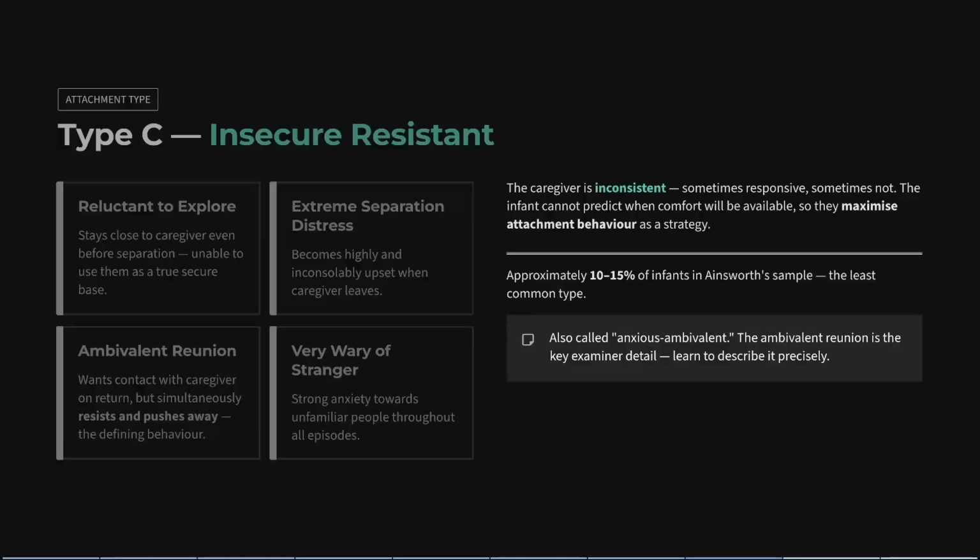Type A suppresses attachment behaviour. The caregiver is unresponsive, so the infant has learned to switch the need off. Type C maximizes attachment behaviour. The caregiver is unpredictable, so the infant keeps the need permanently switched on. So type A suppresses and type C maximizes attachment behavior. Two opposite strategies in response to two different kinds of problematic caregiving.